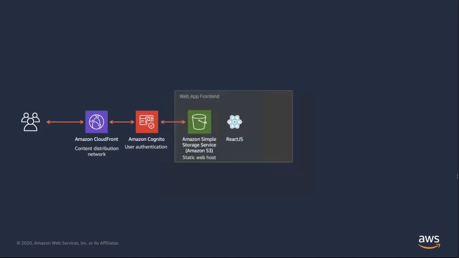So let's look at how those pieces connect together. So starting with the users, when a user logs into the application, they're first going to access the URL via CloudFront, which is our content distribution network. Amazon Cognito is what's powering that user authentication piece. And once the user is authorized, they can see the full front-end application, which is hosted on Amazon S3.